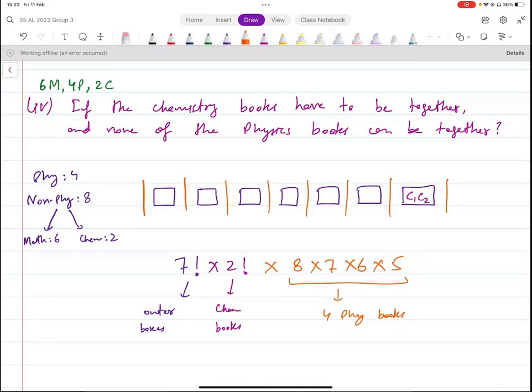Is that okay? Any problems with this? It's clear, sir. सर जो 8 है, 8 7 6 5 वो यहाँ से है ना कि 4 physics books हैं तो 8 places हैं, तो first book has 8 options कि वो जहाँ पे हो सकती है, and फिर the next will have 1 option less because obviously one of the places has the first book, right? Yes, exactly. That's correct. ठीक है?